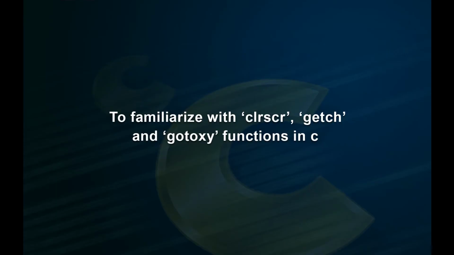Now, we will move to the next program, which uses the conio.h library. Now, you write a program to familiarize with clrscr, getch and gotoxy functions in C. clrscr is a predefined function in conio.h which is used to clear the console screen. By using this function, we can clear the data from the console, that is, from the monitor.